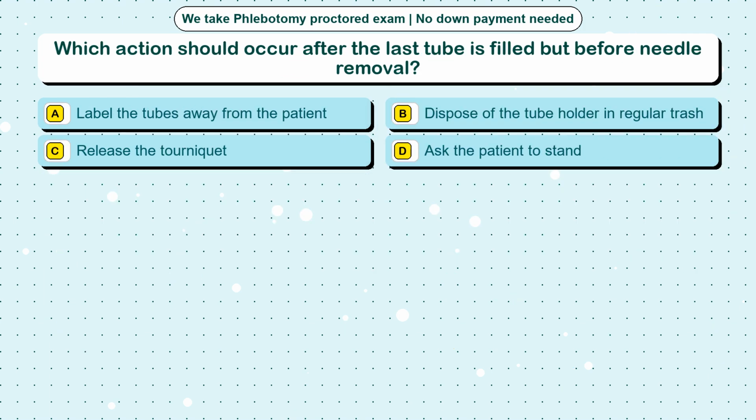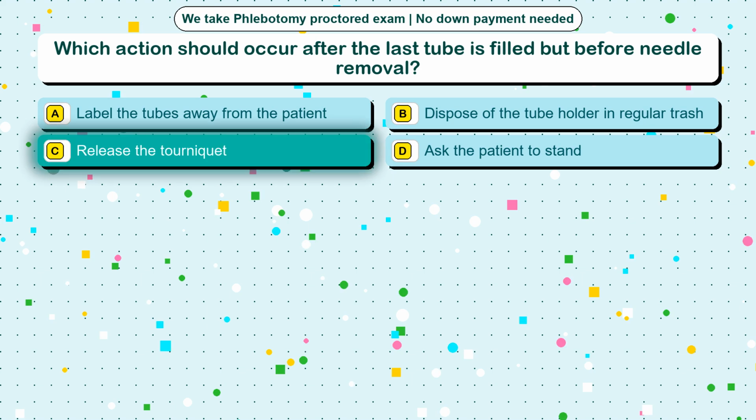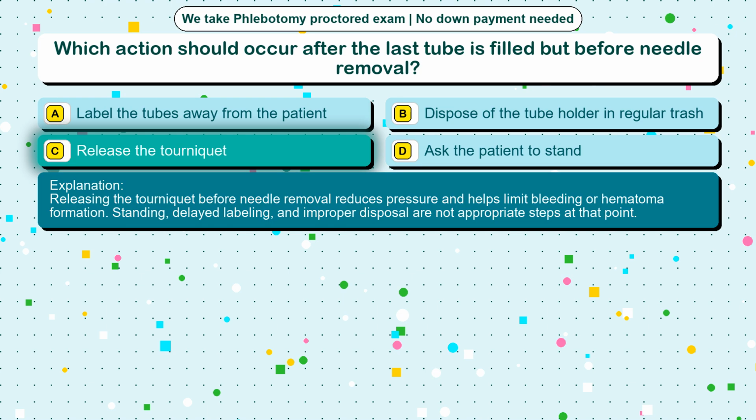Question 44. Which action should occur after the last tube is filled but before needle removal? Option A. Label the tubes away from the patient. Option B. Dispose of the tube holder in regular trash. Option C. Release the tourniquet. Option D. Ask the patient to stand. The correct answer is option C. Release the tourniquet. Releasing the tourniquet before needle removal reduces pressure and helps limit bleeding or hematoma formation. Standing, delayed labeling, and improper disposal are not appropriate steps at that point.